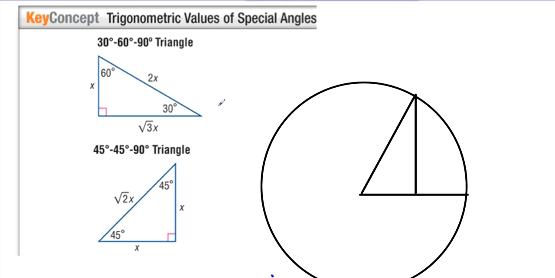So trig is based upon similarity, angle-angle similarity to be specific. And we're going to play with these 30-60-90 and 45-45-90 triangles in our unit circle. These come up very, very big. But if you remember, when we look at a circle, all circles are similar.